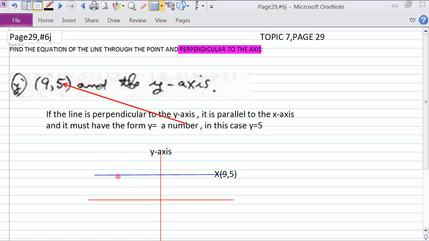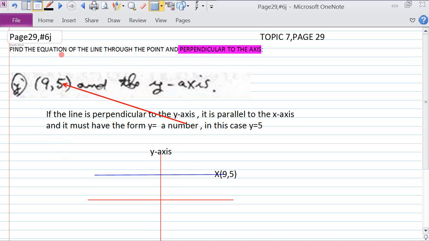So the only thing that doesn't change along this line is the y value. If you look at this, no matter what value of x you take here, or this, or this x value, y is always equal to 5. So for a line that's parallel to the x-axis, here's the x-axis right here, the equation is y equals a number, and in this case, y equals 5.